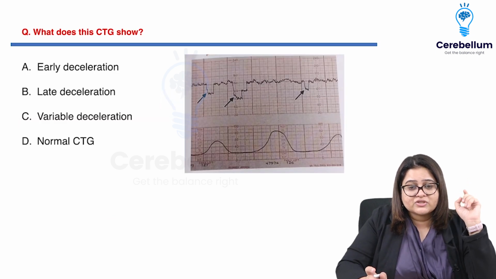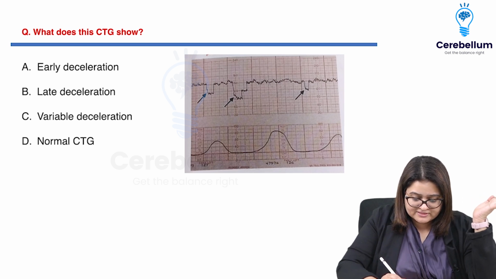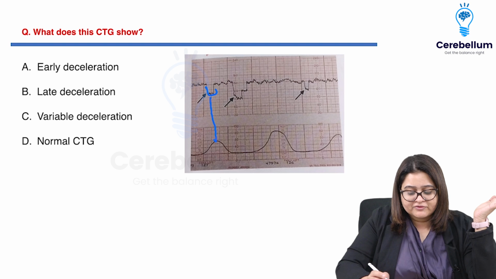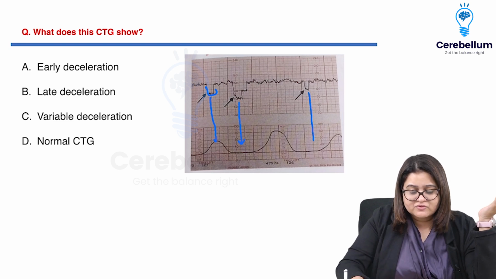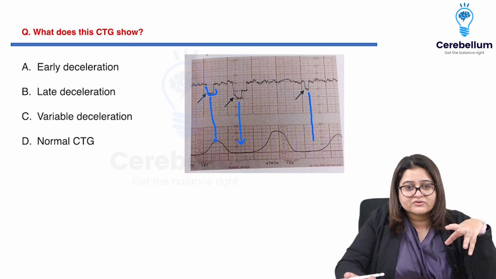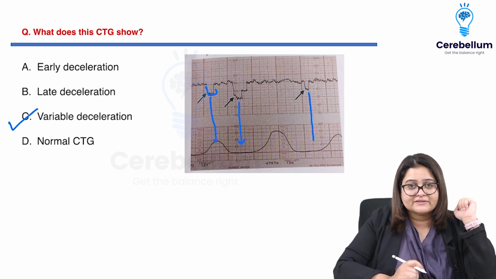What does this CTG show? Let's see. You can see this deceleration is occurring almost with the peak of contraction. This is happening in between. So these are not really related to the contraction, they are independent of the contraction. So this is a variable deceleration.